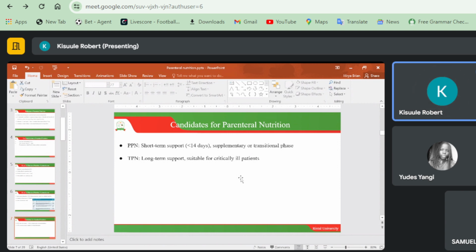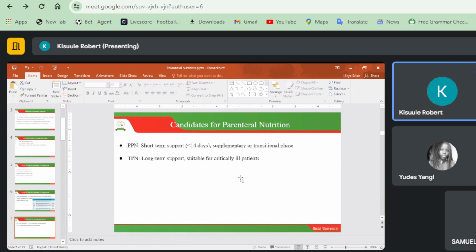For peripheral parenteral nutrition, we are saying this could be supplementary to the enteral, or it could be the transitional phase. You're coming from the total parenteral, now you're in the peripheral parenteral, then you go to enteral, then from enteral you go to the oral route or oral nutrition supplements, then finally you go to your well-being or optimum health.